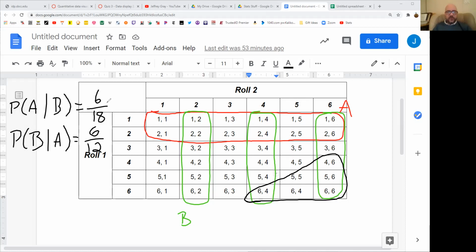And notice that those are not the same, right? This is a third and this is a half. The probabilities are not the same. It depends on what order you are going in here. So we'll do A given C and C given A, and those will be quick.